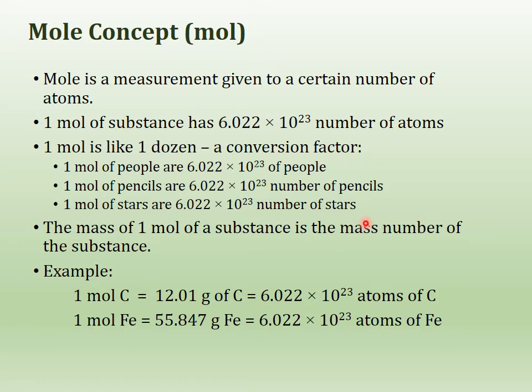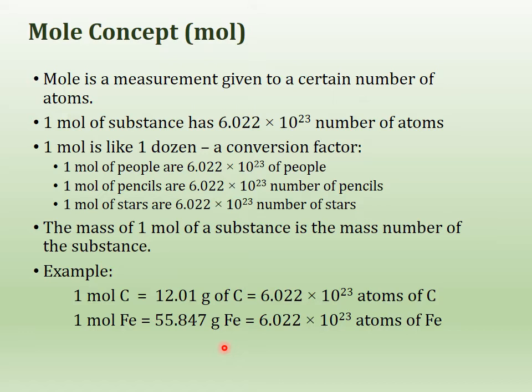So what happens is that we relate the number of moles to the mass number of a substance. 1 mole of carbon is equal to 12.01 grams of carbon, which is equal to 6.022 times 10 to the power of 23 atoms of carbon. 1 mole of iron is 55.847 grams of iron. These numbers, the 12.01 and 55.847, are coming from the periodic table. These are the mass numbers, the number of protons and neutrons in any atom.